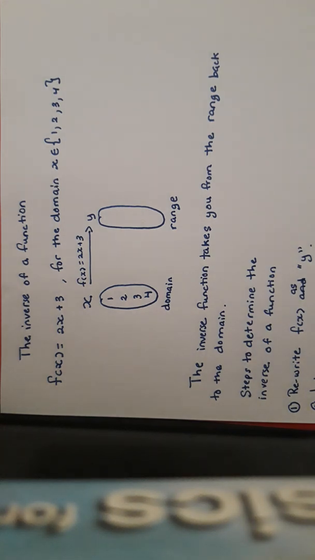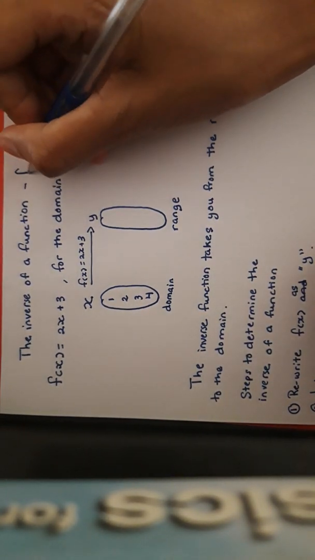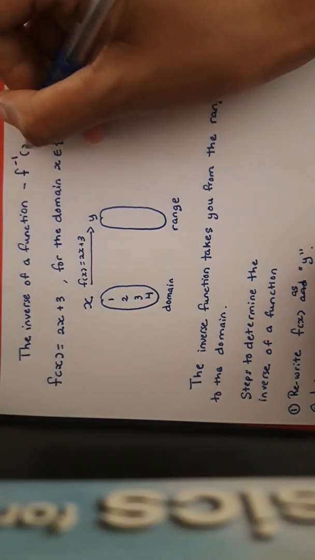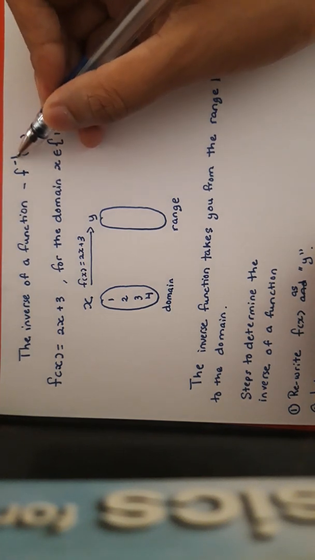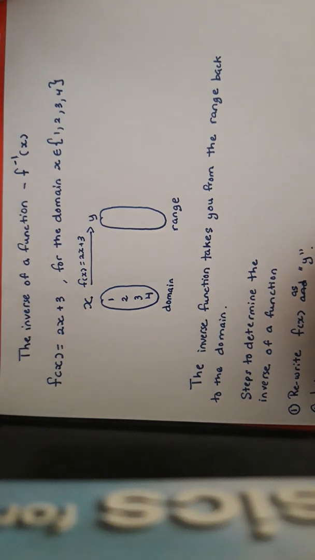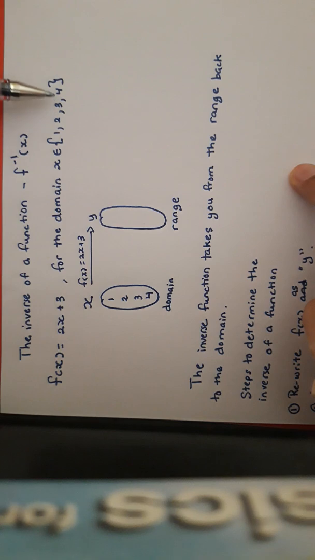Hi everyone, so today we are focusing on the inverse of a function written as f with a superscript of minus 1 of x. That stands for f inverse of x. So before we get into what the inverse represents, let's take a look back at a regular function, right? So we have the function f of x equals 2x plus 3, and the given domain is x is a member of 1, 2, 3, and 4.